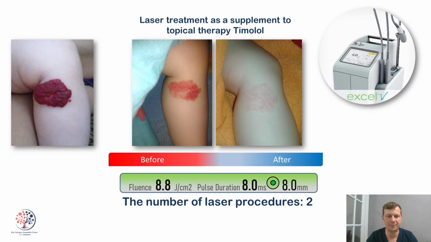Here's an example when the laser treatment is a supplement to the topical beta blocker therapy. The first one shows the tumor before any treatment was prescribed. The second one has been captured before the laser surgery was performed. The last one is showing the results after 2 procedures have been done.